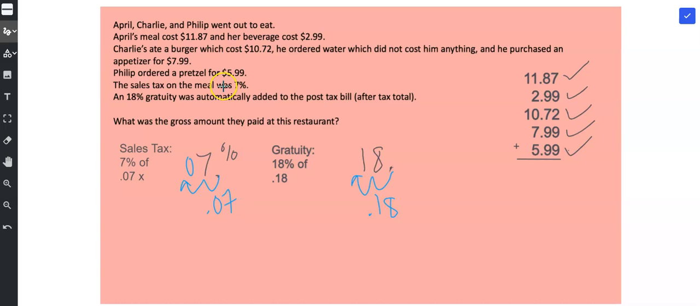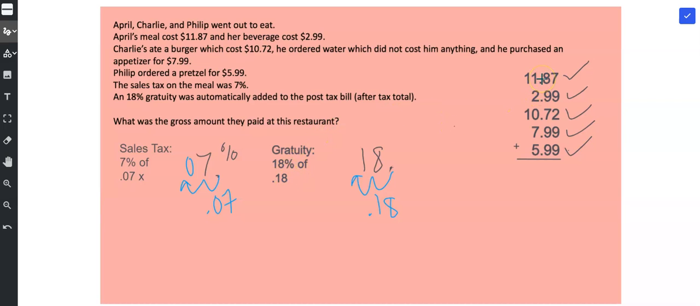The sales tax on the meal is 7%, so there's the sales tax part, and then an 18% gratuity. Remember, that's the tip that you give to the server, and it was automatically added to the post-tax bill, so the after-tax total. So gratuity, 18%.